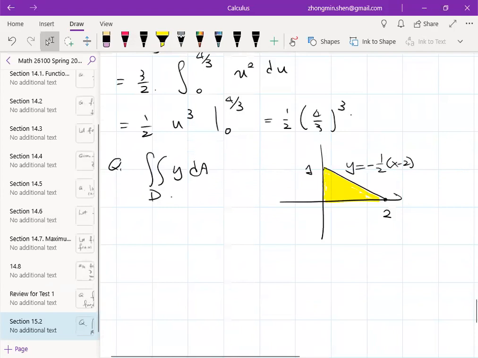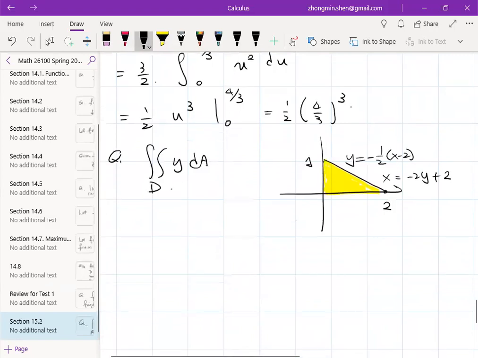Okay, so it depends on how they express it. You can also express it as x equals negative 2y plus 2, I think. Yeah, this is another way to describe the equation. You multiply both sides by negative 2, then you move 2 to the left-hand side, so you get negative 2y plus 1. Yeah. All right.